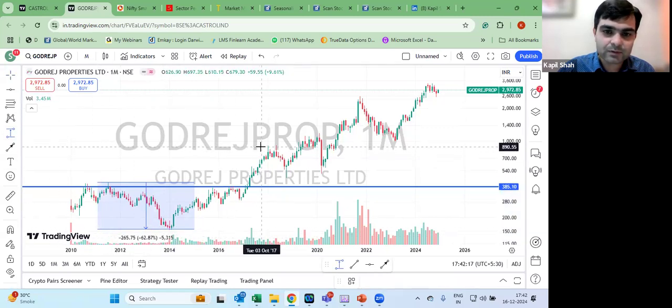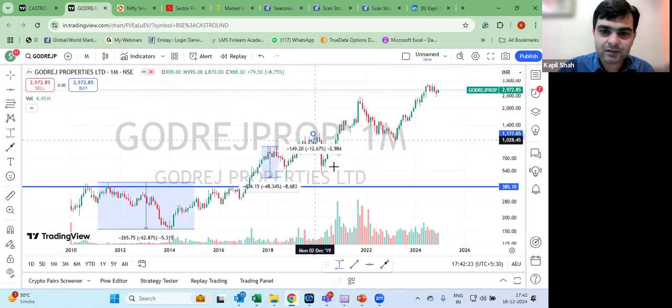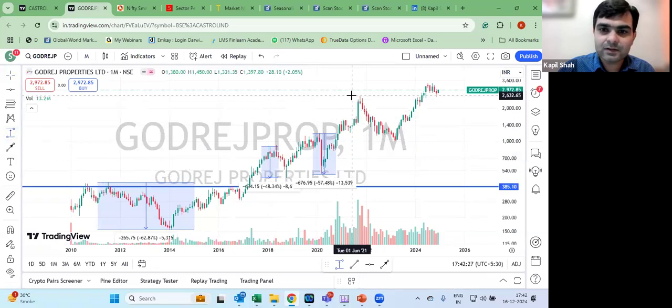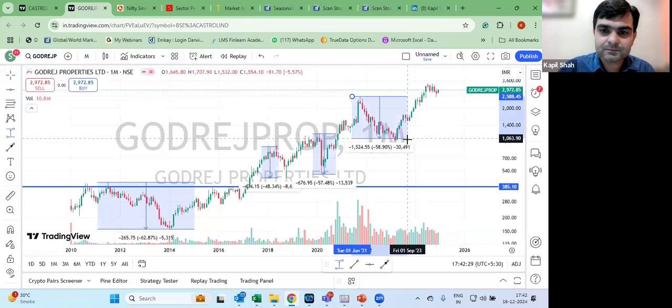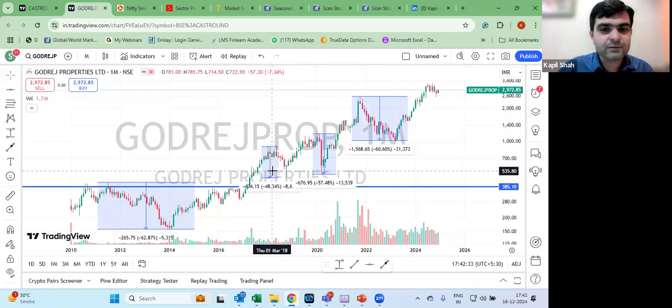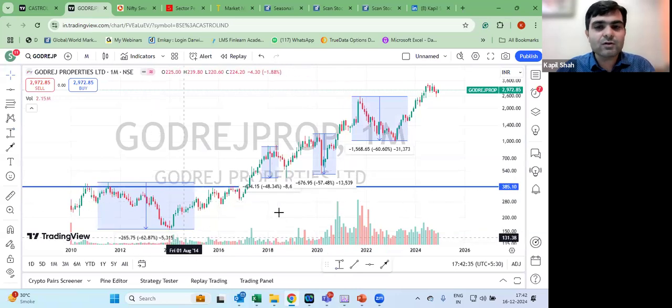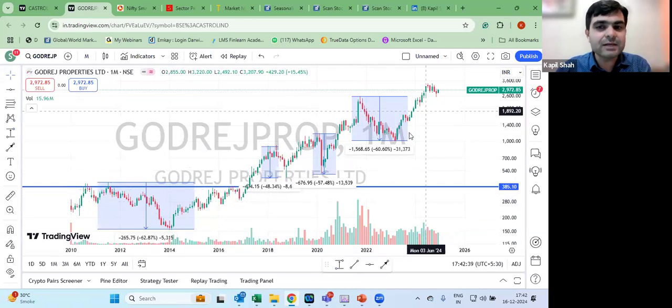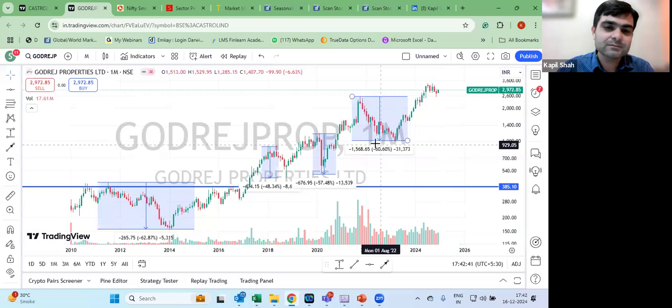Then another fall happened, like a 48, 50 percent kind of fall. Then one more fall happened, about a 57 percent fall. Then another fall happened, again around 60 percent. This was a little bit shorter one, but the rest of the falls were around 60 percent. And then structurally, we have seen the upward momentum.